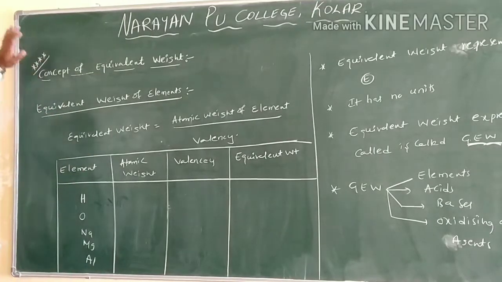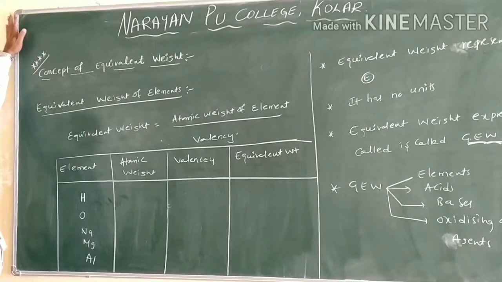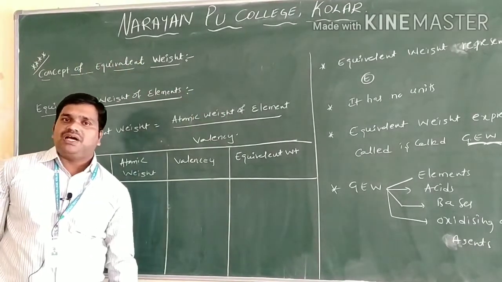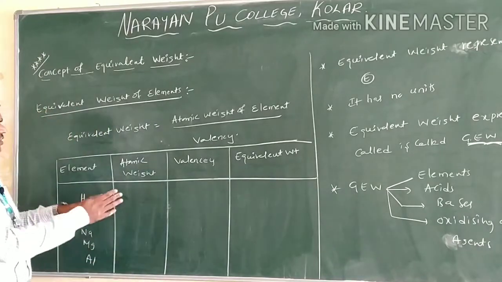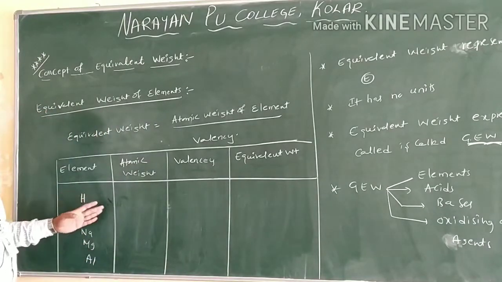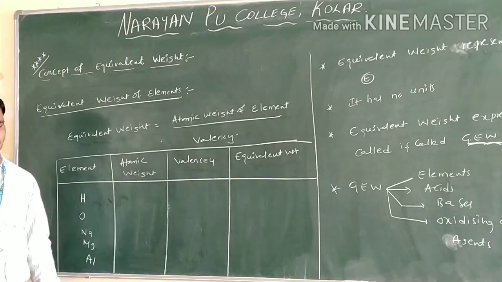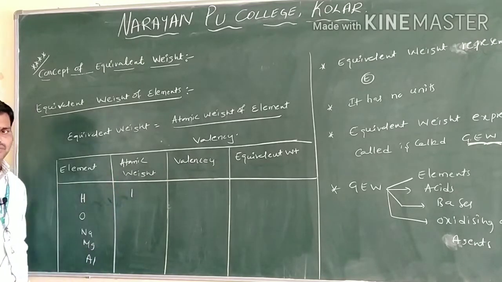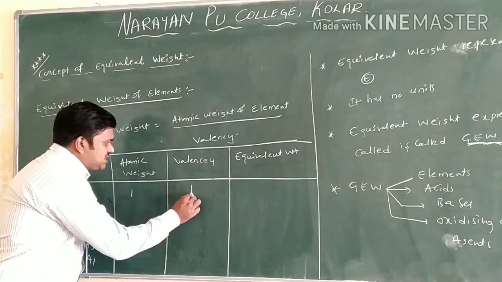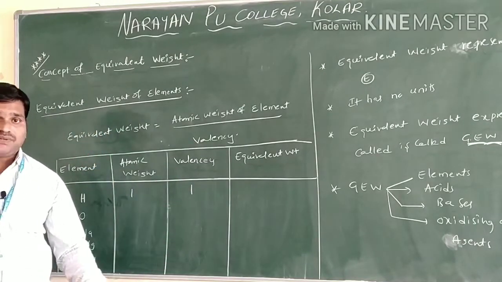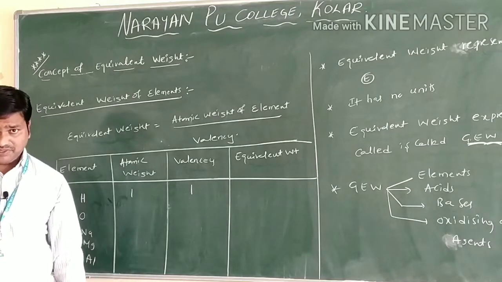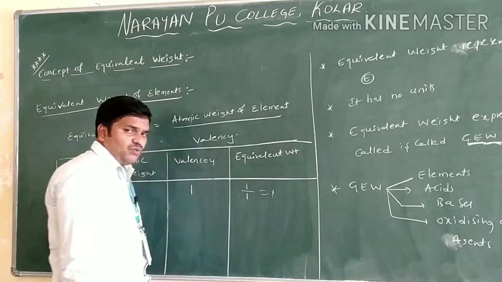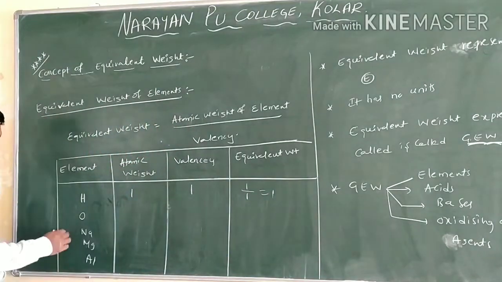Next you can see the equivalent weight of elements. The formula for equivalent weight of an element is equal to atomic weight of the element divided by valency. I draw one table here: elements, atomic weight, valency and equivalent weight. Atomic weight of hydrogen is 1, and hydrogen valency is 1, because hydrogen belongs to the first group in the periodic table. So 1 by 1, 1 is the equivalent weight of hydrogen.